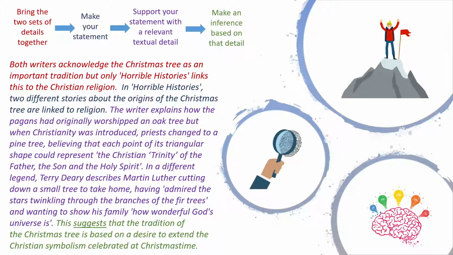So I've actually given several different bits of evidence there in the purple. Sometimes they're direct quotations in quotation marks, and sometimes I'm just paraphrasing, I'm just summarising the evidence. Both are fine. And then finally, in green, I'm making my inference based on the details. So in this example, I've put, this suggests that the tradition of the Christmas tree is based on a desire to extend the Christian symbolism celebrated at Christmas time. So I've taken the purple evidence and now I'm summarising, okay, what does all of that suggest? What does it imply? What does it make the reader think?